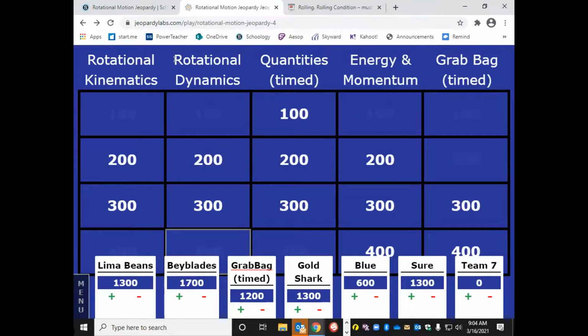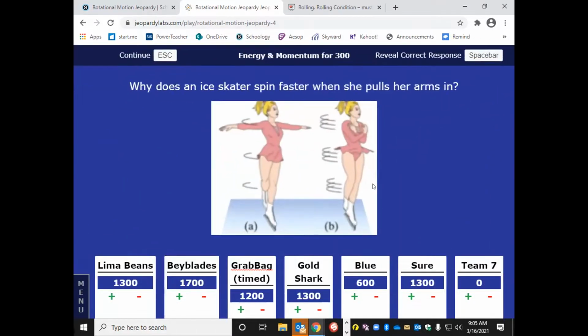All right, Team Beyblade, what would you like? Why does an ice skater spin faster when she pulls her arms in?